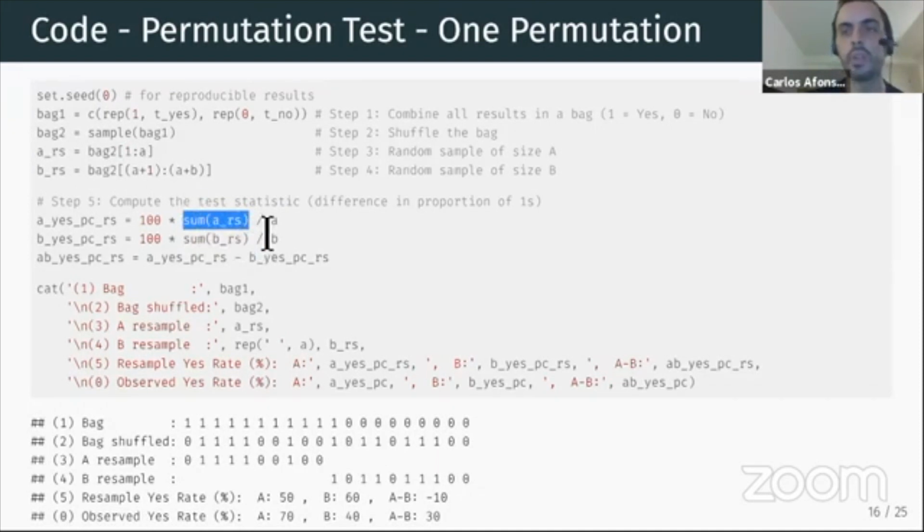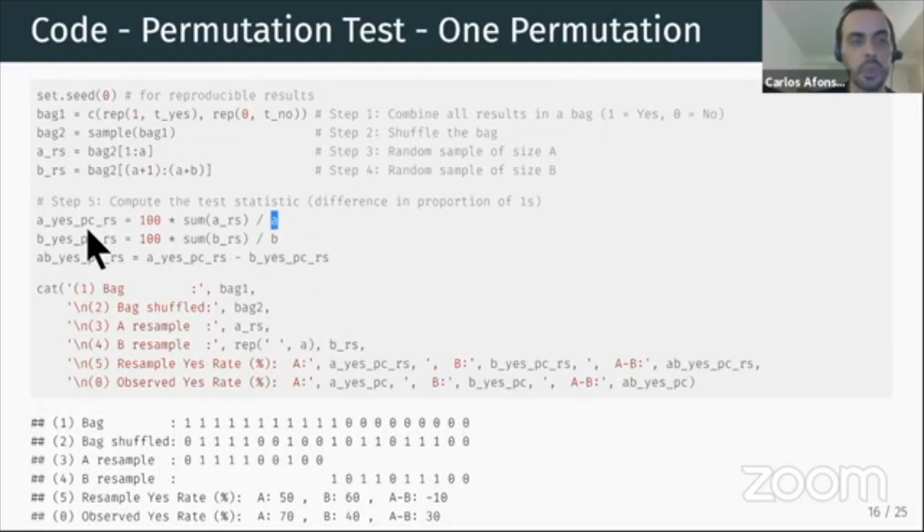So when we sum, all the ones are going to be all the yeses. The zeros are just going to add up to 0. And then we divide by the total number of subjects in group A, and the same for B. We sum the B resample. We are summing the ones that represent yeses, and then we divide by B. That's the total number of subjects in B.